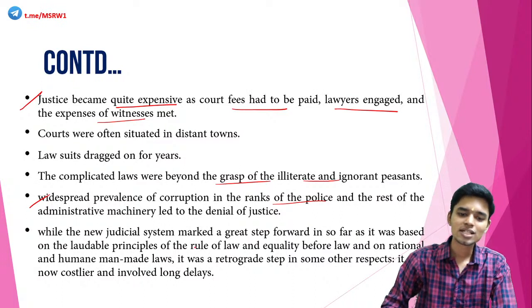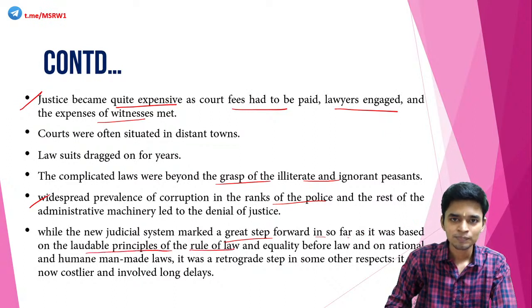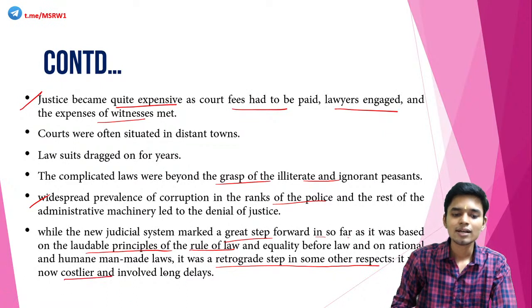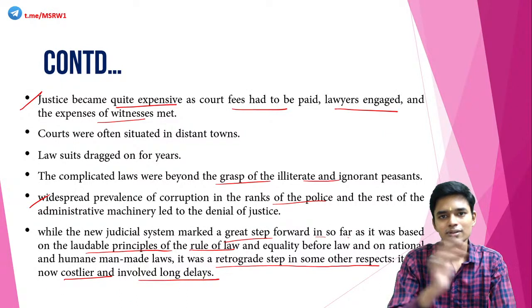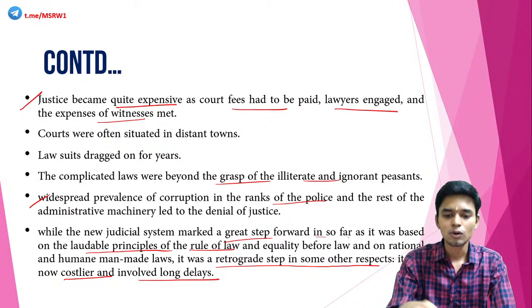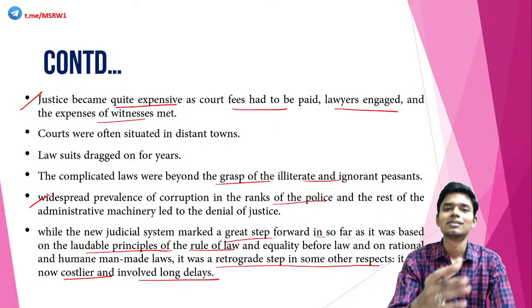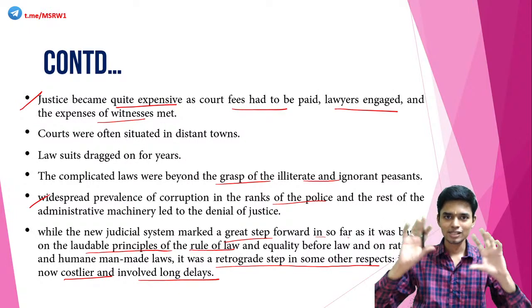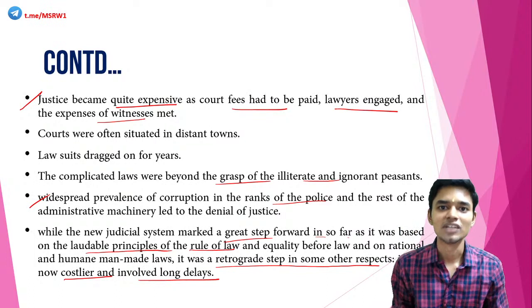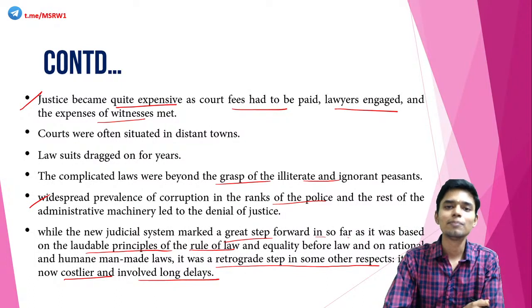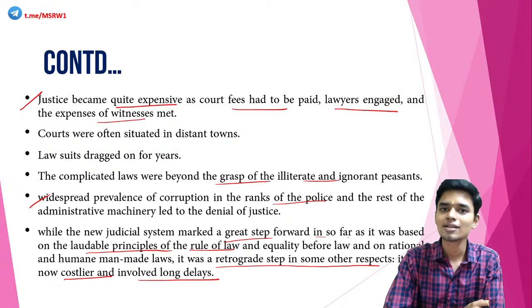Okay, so while the new judicial system marked a great step forward insofar as it was based on laudable principles of rule of law and equality before law and on rational and humane man-made laws, it was a retrograde step in some other aspects, such that it was now costlier and involved long delays. So there were some positives and some negatives. It is now codified. It is based on policies such as equality before law and liberty, etc. Although it is based on very great visions, in practice it didn't become a reality because of the inherent flaws in the system.